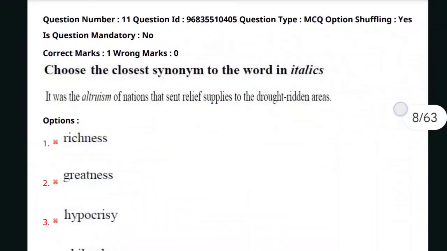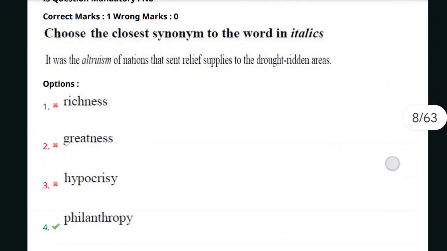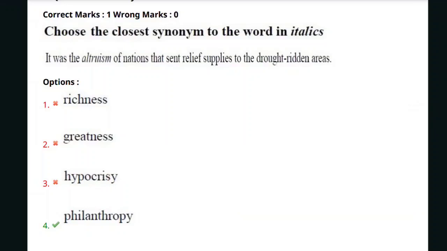Let's move to 11th question. Here the question is on synonyms. Choose the closest synonym to the word in italics. Here you can find the word in italics and the word is altruism. So you can find the difference between normal words and the words in italics. Altruism is in italics, so you need to find the synonym to the word altruism.